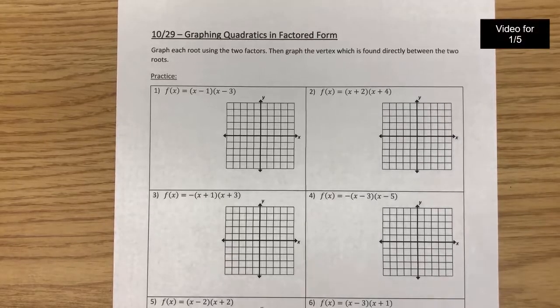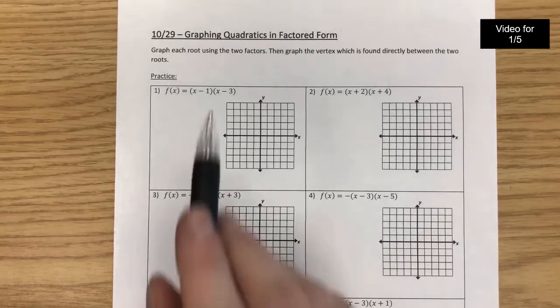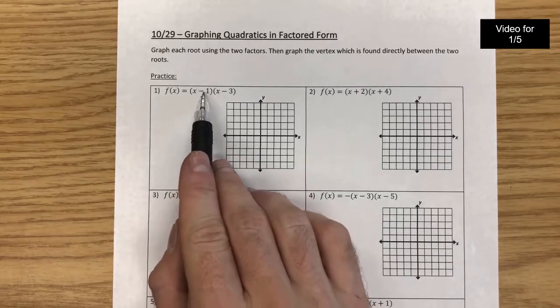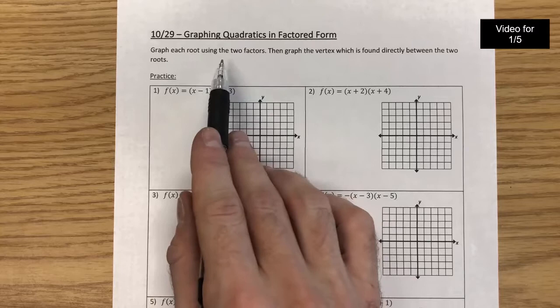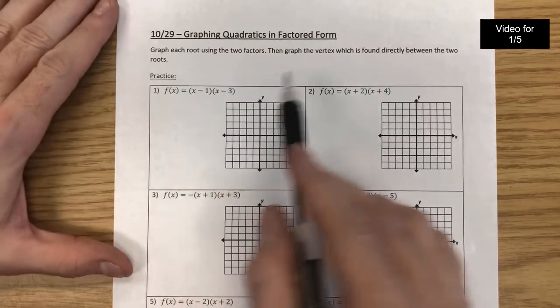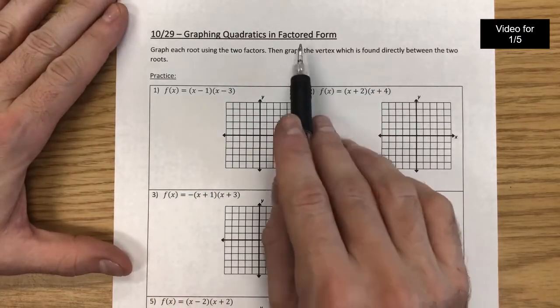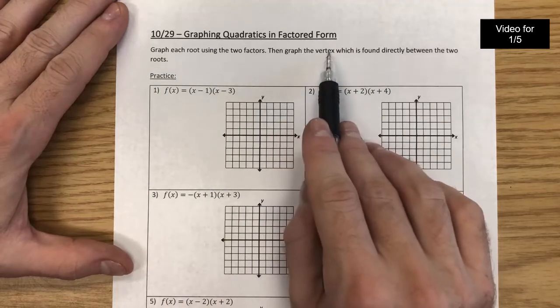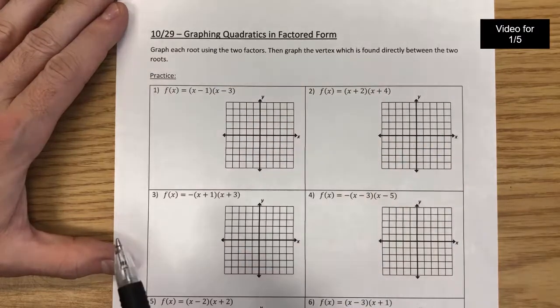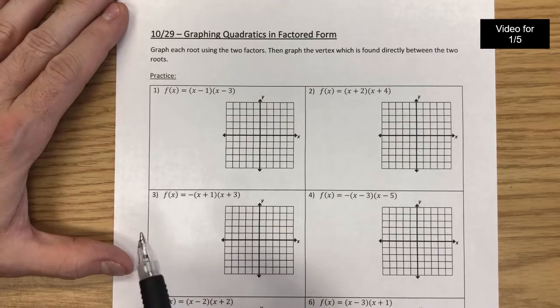So today we're going to be graphing quadratics in factored form. And the idea is that factored form is going to give us the two zeros, the two factors, or the two roots of the equation. And this is going to be different than vertex form because the vertex is found directly between these two roots. And this is based off something called the zero product property.